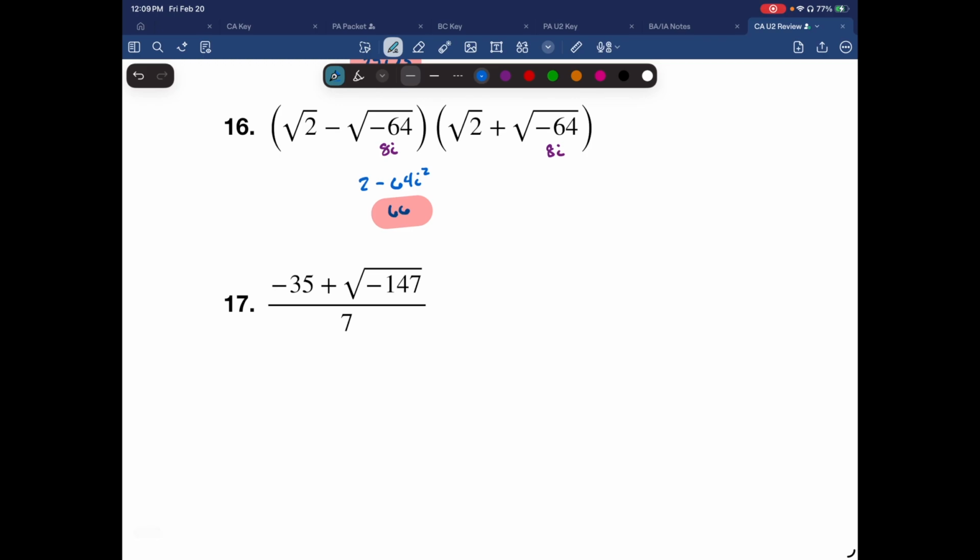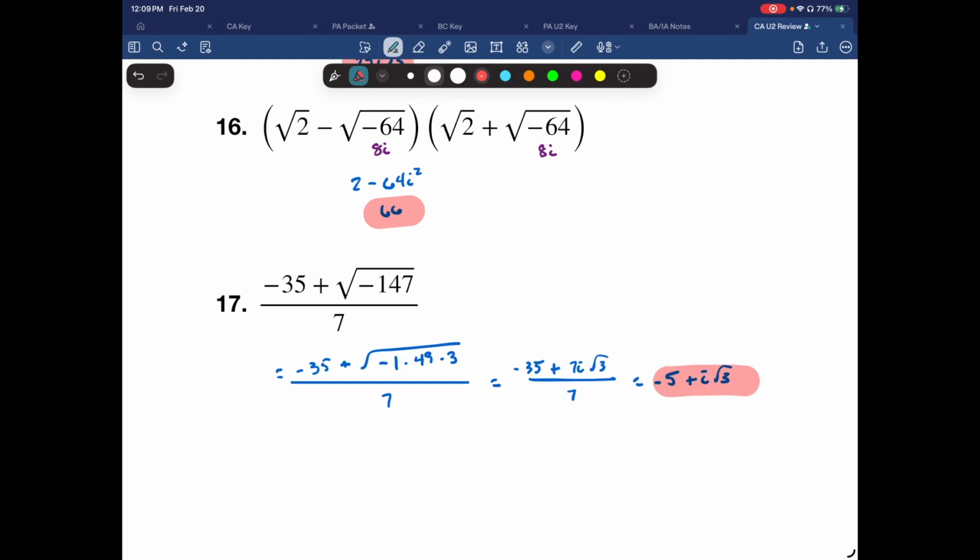On 17, we need to simplify that 147 inside. So that's going to be, let's see, negative 35 plus square root. It's going to be negative 1 times 49 times 3 all over 7. Okay, so I know that's going to be negative 35 plus 7i square root of 3. And then, of course, I can simplify everything and split it. So this is going to be negative 35 over 7. Well, I'm not going to need to split it because 7 is going to fall out. So that's going to be negative 5 plus i square root of 3.